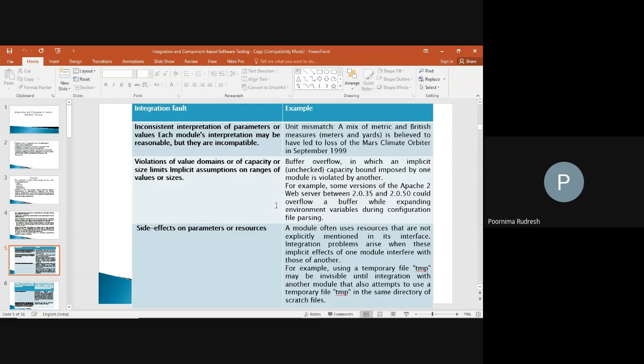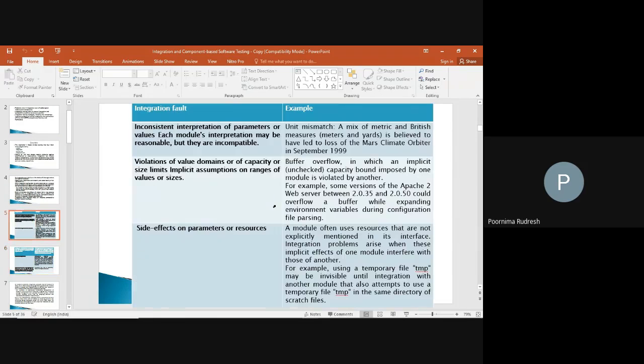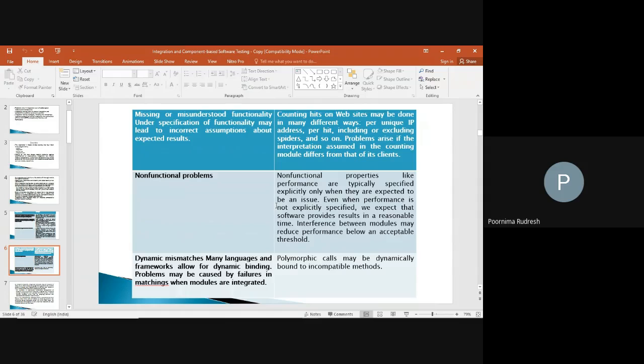So here we have six different integration faults. One is the inconsistent interpretation of parameters or values, and the next one is the violations of value domains or of the capacity or size limits, implicit assumptions on ranges of values or sizes. Next one is the side effects on the parameters or the resources, missing or misunderstood functionality, and the specification of functionality may lead to incorrect assumptions about expected results. And the next one is the non-functional problems. The last one is the dynamic mismatches.